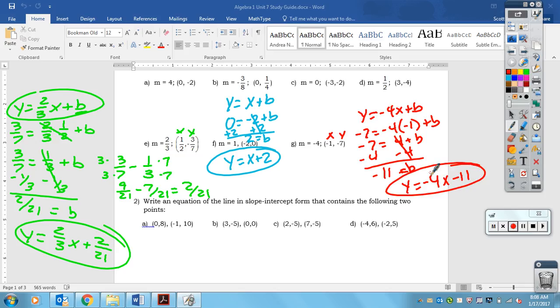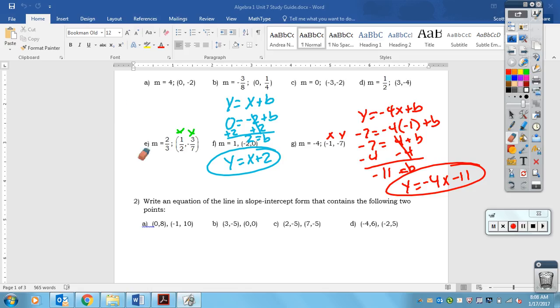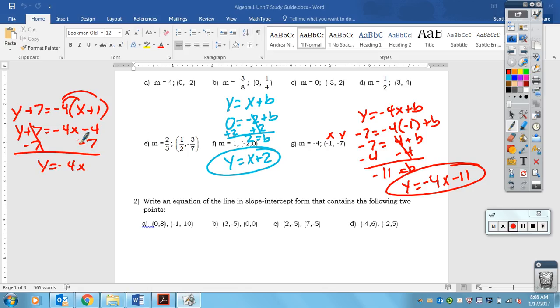You could also do this using point slope form, which I'll do very quickly over here. If I wanted to do question G with point slope form, it's y minus -7, or really plus 7, equals the slope -4 times x minus a -1. So minus a -1 is plus 1. Y plus 7 equals -4x minus 4. Subtract 7, subtract 7. Y equals -4x minus 11. Just gotta know how to work with your integers, operations with integers.